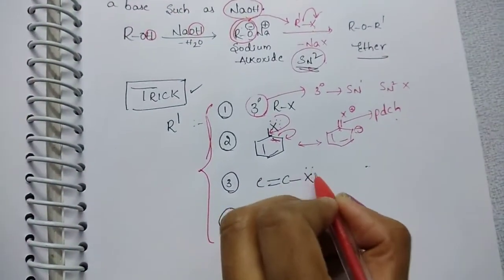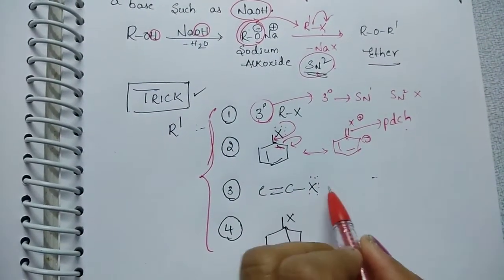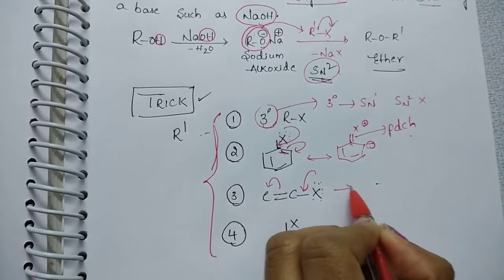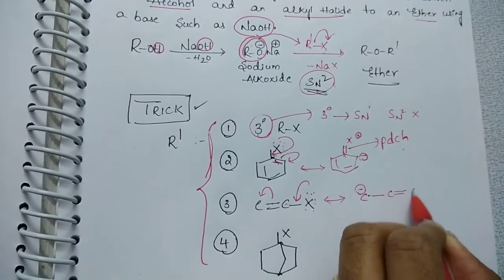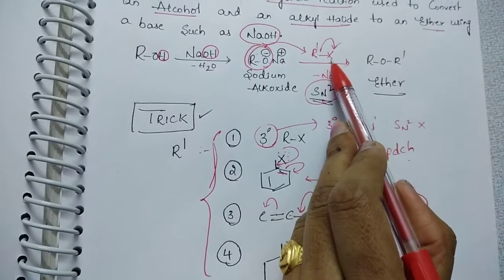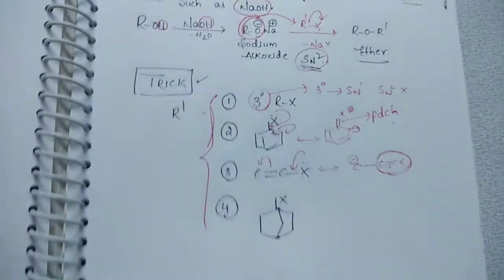In the same way, in the case of vinyl halide, whenever lone pair and pi bond are in conjugation, resonance takes place and this carbon halogen bond gets partial double bond character. When it gets this partial double bond character, it cannot go as a good leaving group. Then the SN2 mechanism does not take place.